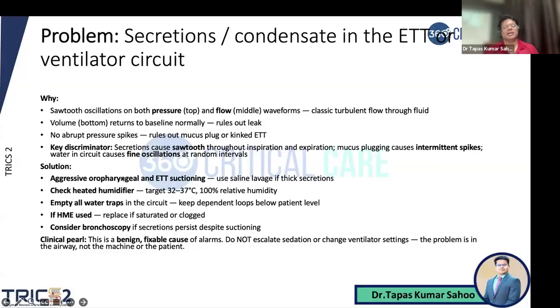Now, what are the solutions? Aggressive oropharyngeal or ET tube suctioning. You can use saline lavage if thick secretions are there. Check the heated humidifier. Empty all water trapped in the circuit. If you are using an HME, check whether it has been saturated or clogged. You can think of changing it. Maybe you need to do bronchoscopy if the secretions persist despite suctioning. So the clinical pearl here: this is a benign, fixable cause of alarm. Do not escalate sedation or change ventilator settings. The problem is in the airway, not the machine or the patient.